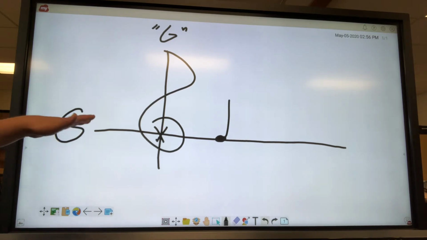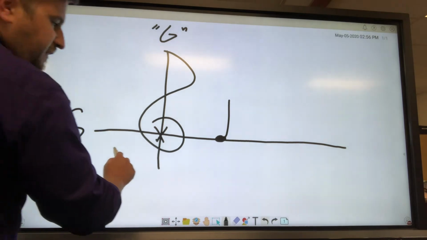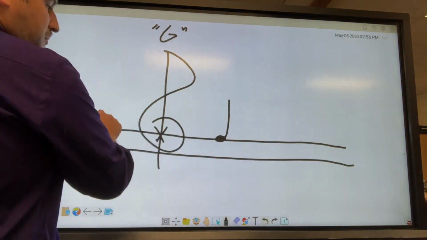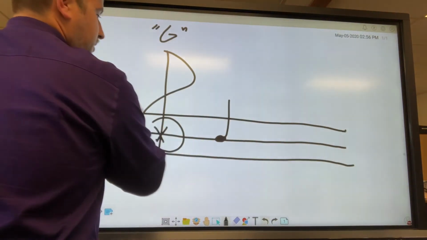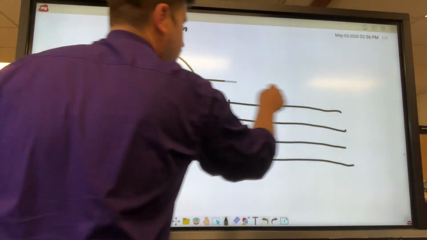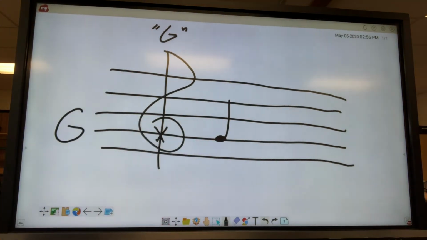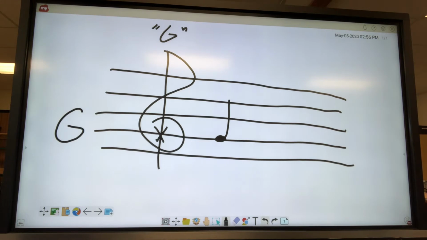The good news is, why do we need these lines? Again, if I add more lines, one below, one in the middle, and two right above that, then you have a staff. A staff has 5 lines. Good job.